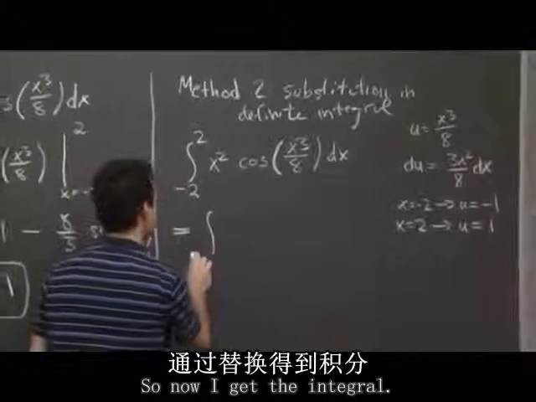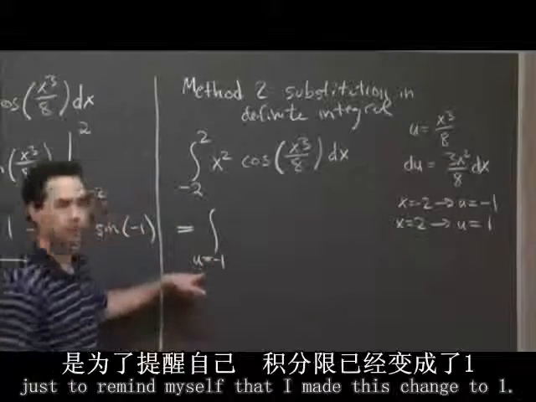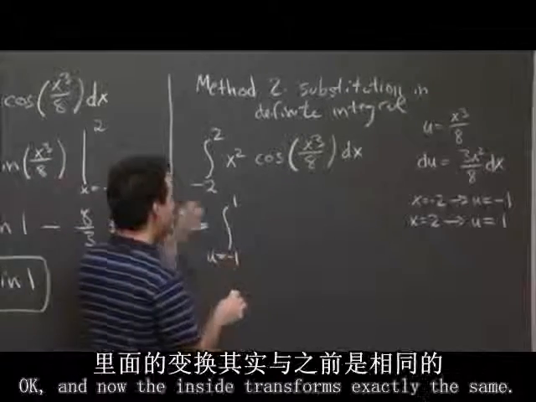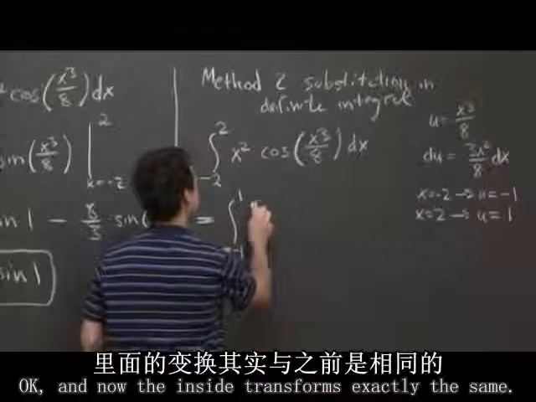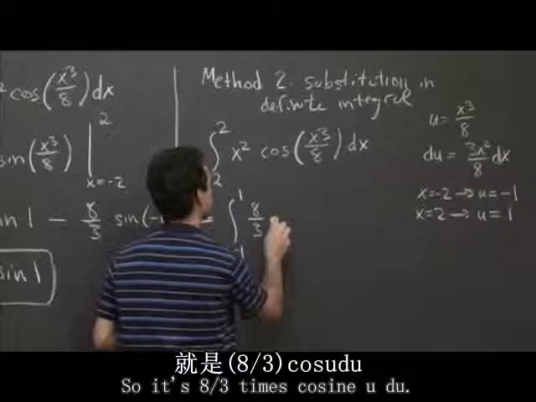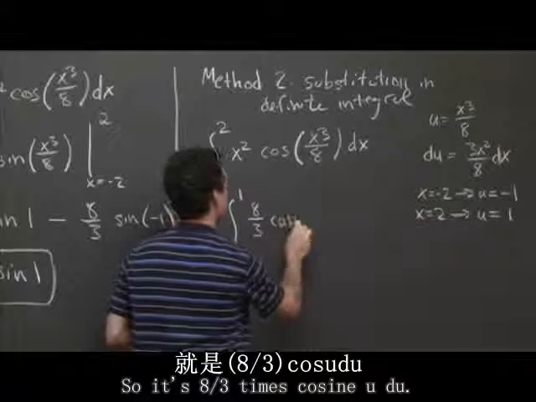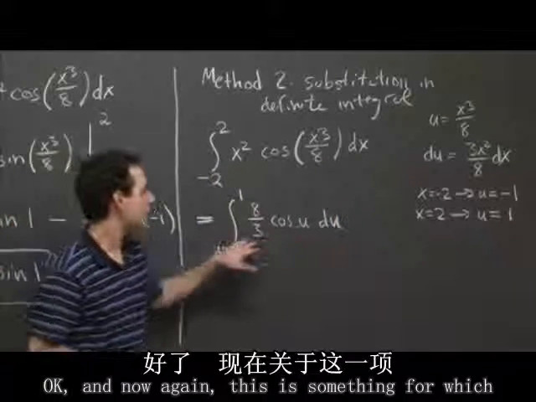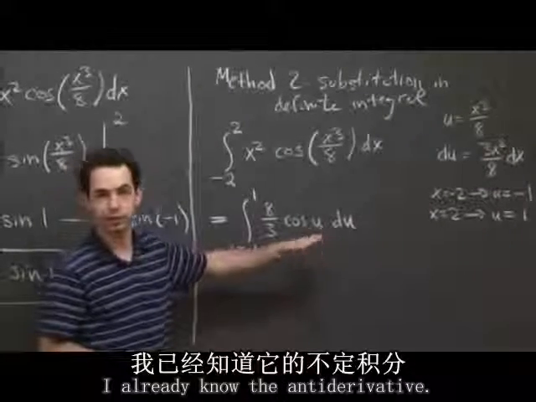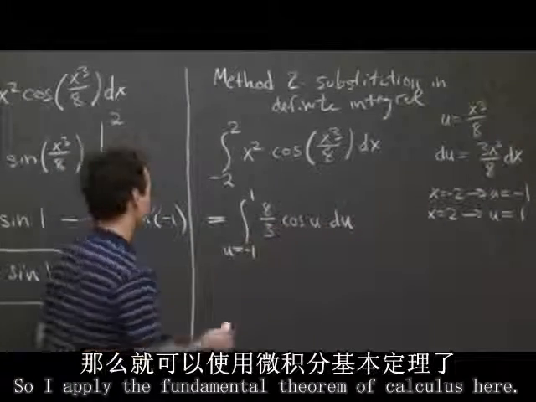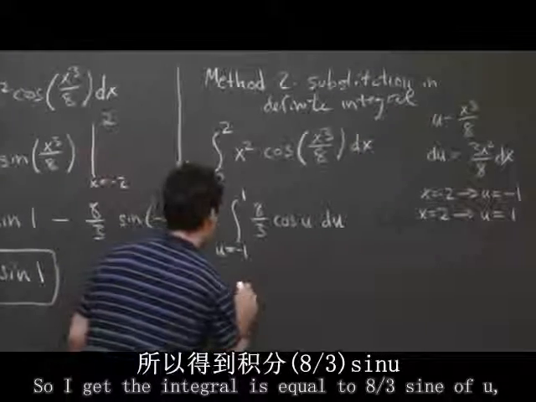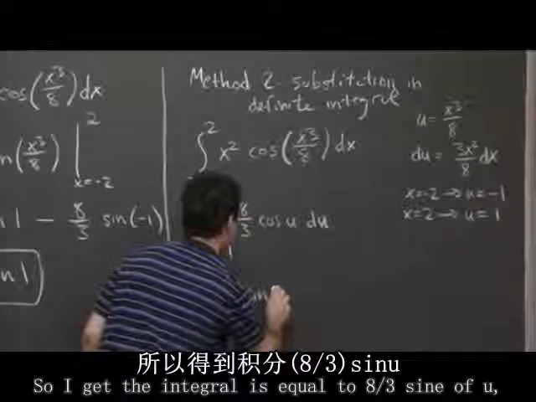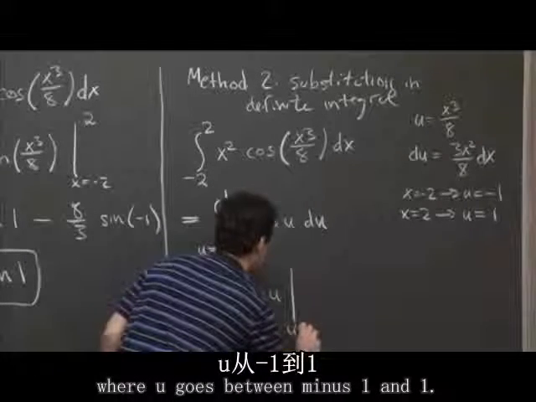So now I get the integral. I'm going to write u equals minus 1 here just to remind myself that I made this change to 1, and now the inside transforms exactly the same. So it's 8/3 times cosine u du. Now, again, this is something for which I already know the antiderivative, so I apply the fundamental theorem of calculus here. So I get the integral is equal to 8/3 sine of u, where u goes between minus 1 and 1.